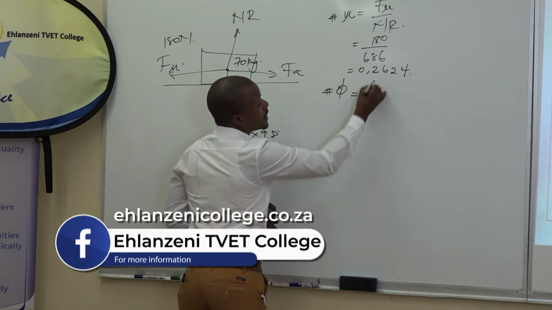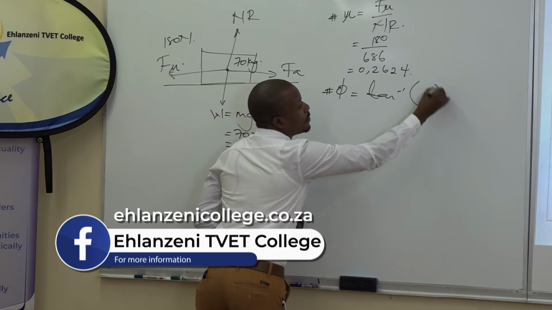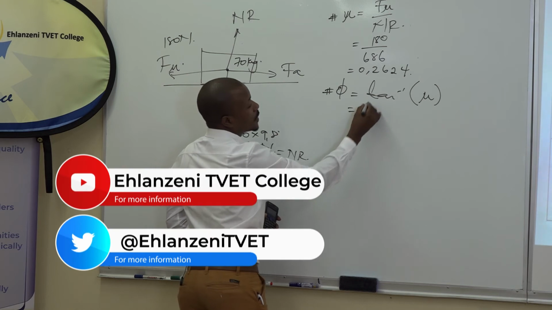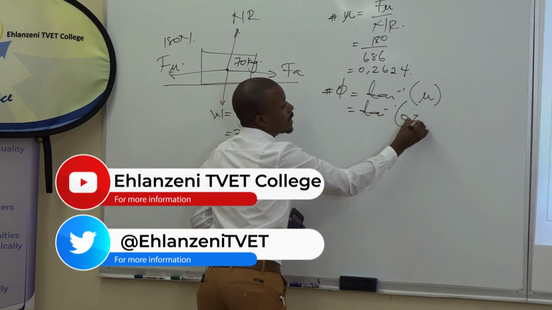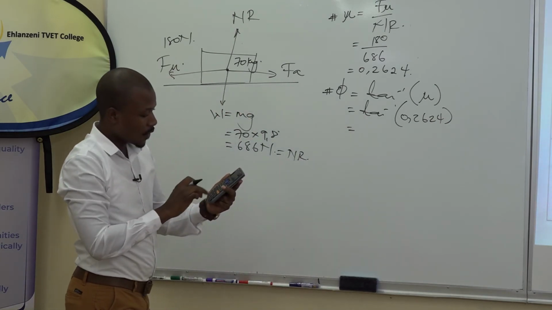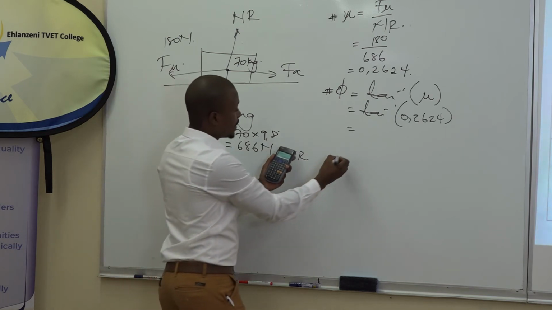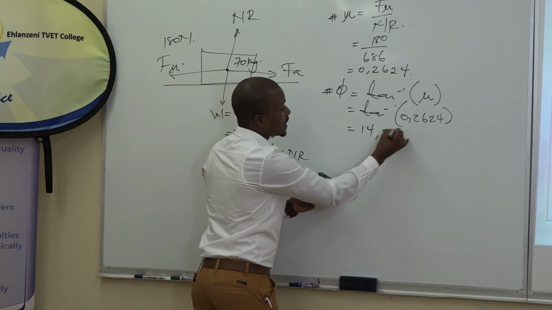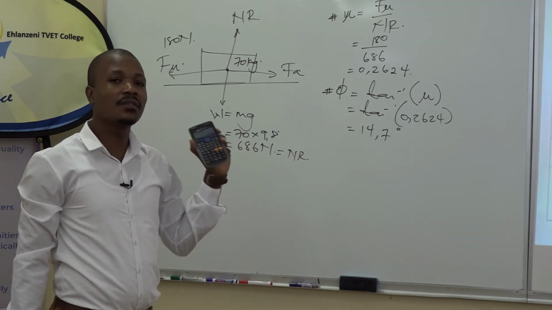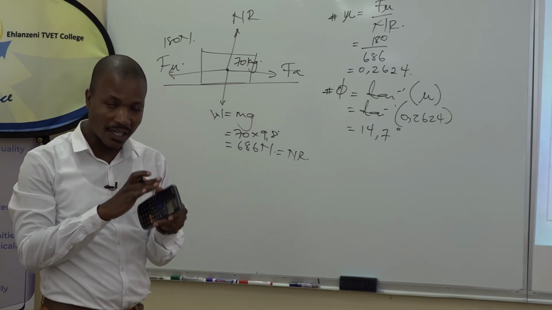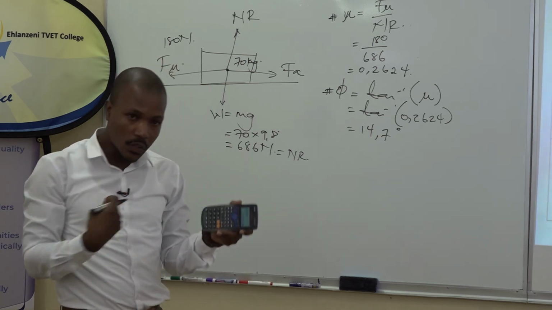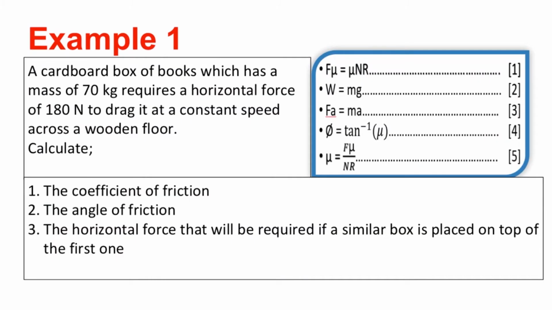Now, theta is equal to tan inverse of mu, or rather the coefficient of friction. We already have the coefficient of friction, so we can substitute that value there. Tan inverse of that should give us 14.7 degrees. This is the angle of repose. This is the angle which is found between these two surfaces which are in contact with each other. When the movement takes place, friction goes in an opposite direction, then we find our angle of repose.